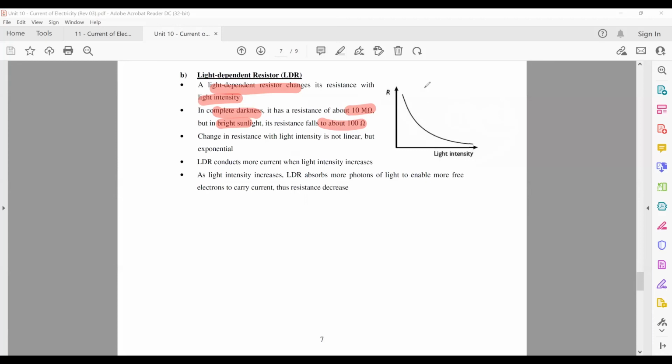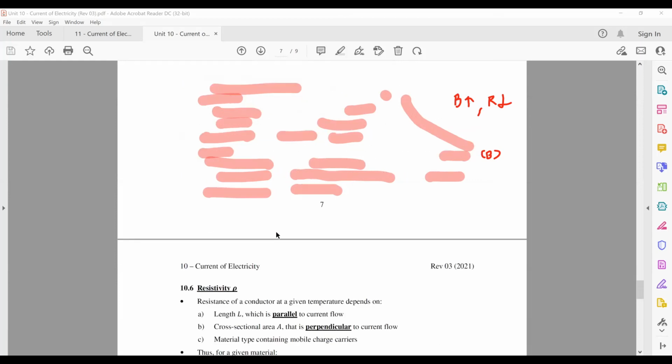So basically you have a graph of resistance versus light intensity or brightness. When brightness increases, resistance drops. The change in resistance with intensity is not linear but exponential, which is why you get a graph shape like this. When light intensity increases, your LDR conducts more current. The reason is similar to the thermistor: when light intensity increases, your LDR absorbs more photons of light to enable more free electrons to carry current. Therefore, resistance decreases, and you can carry more current. This is for the LDR.